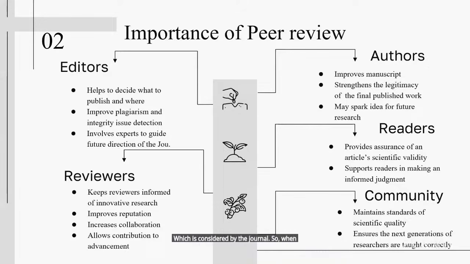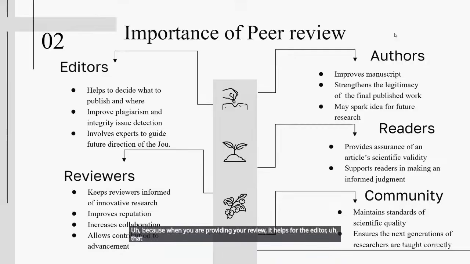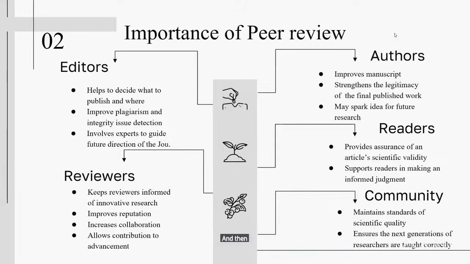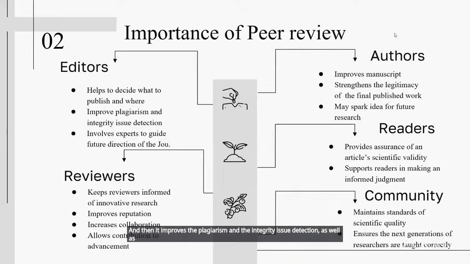So when we talk about the importance, the significance of peer review, it is a win-win situation for everyone: for editors, for reviewers, for authors, for readers. For editors, it helps to decide what to publish and where. When you are providing your review, it helps the editor decide if this paper should be published in their journal. It also improves plagiarism and integrity issue detection, and it involves experts to guide the future direction of the journal.